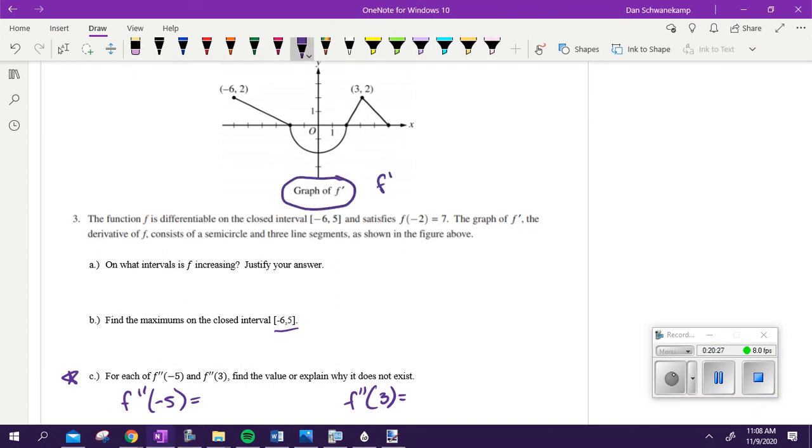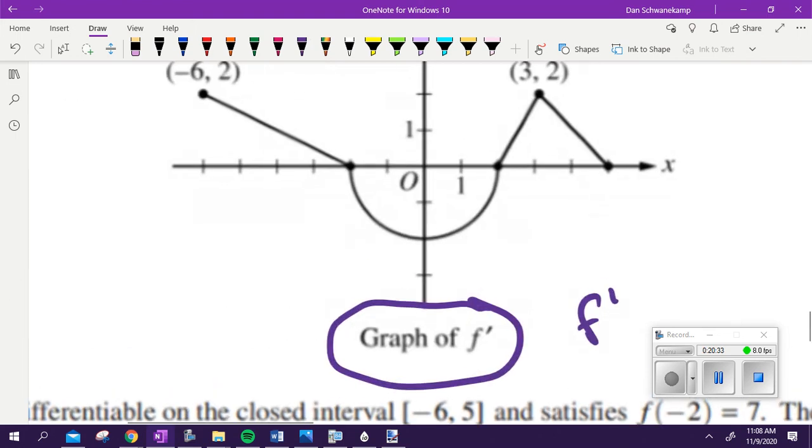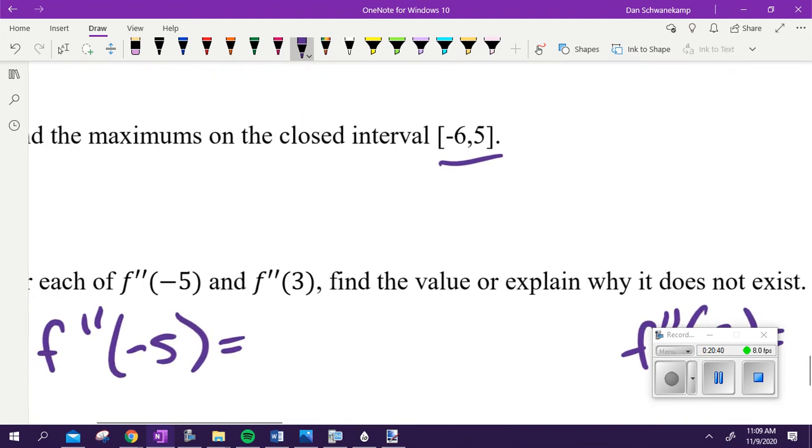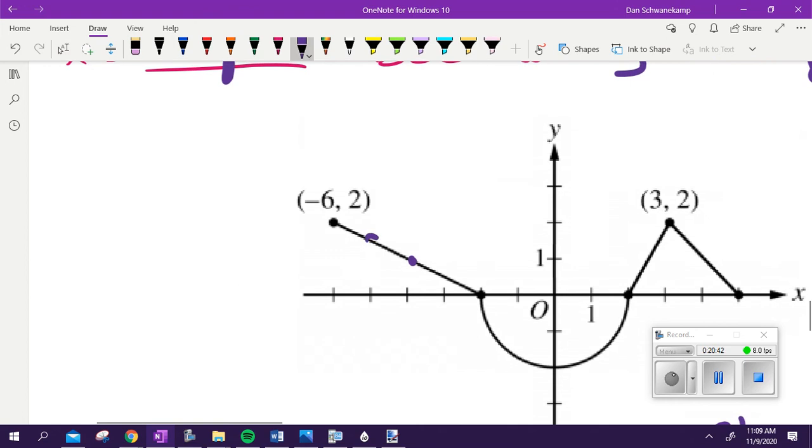If I want to look at f double prime, what do I need to do with this graph? Look at what? The slope. Show me with your fingers. What do you think the slope is right here at -5? Show me with your fingers. It should be -1/2. That should be my answer, because I'm looking at the slope.